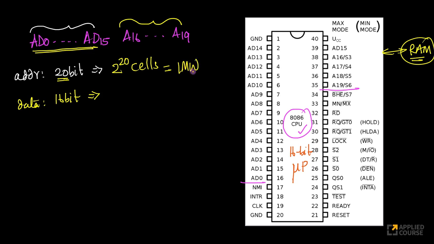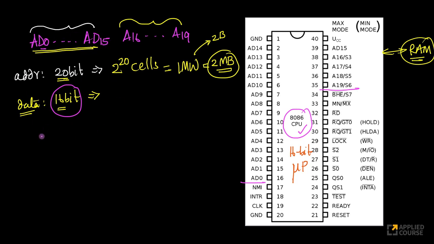And what is the size of each word? Each word can be 16-bit because my 8086 microprocessor is a 16-bit microprocessor. So one word could be at most 2 bytes, which means I could have 2 megabytes of memory that I can address in total. That's the total addressable memory size using an 8086 microprocessor. Very interesting, right? And I have 16-bit data that is multiplexed with A0 to A15.